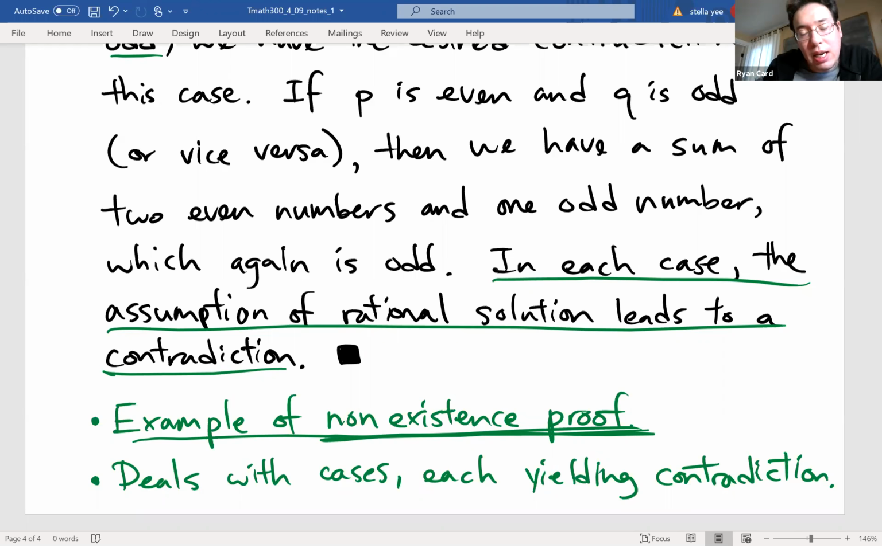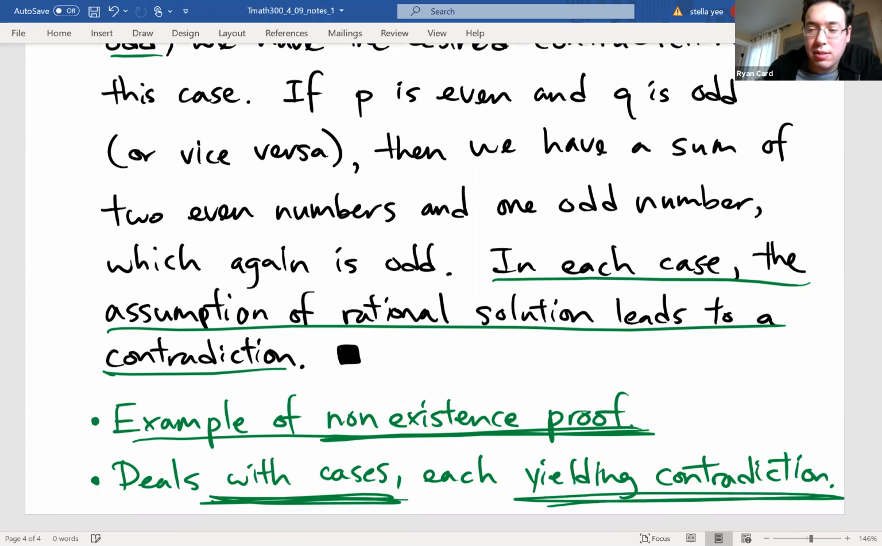And I guess the first proof did that as well, but again, in this case, the proof deals with cases: the cases where P and Q are both odd, or one of them is even and the other one is odd. And in each of those cases, some kind of contradiction happened. Okay, so this is a type of proof technique that we'll consider.